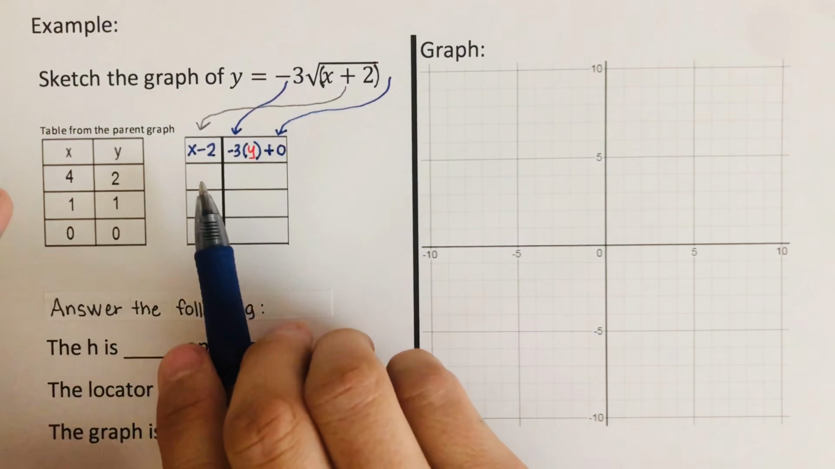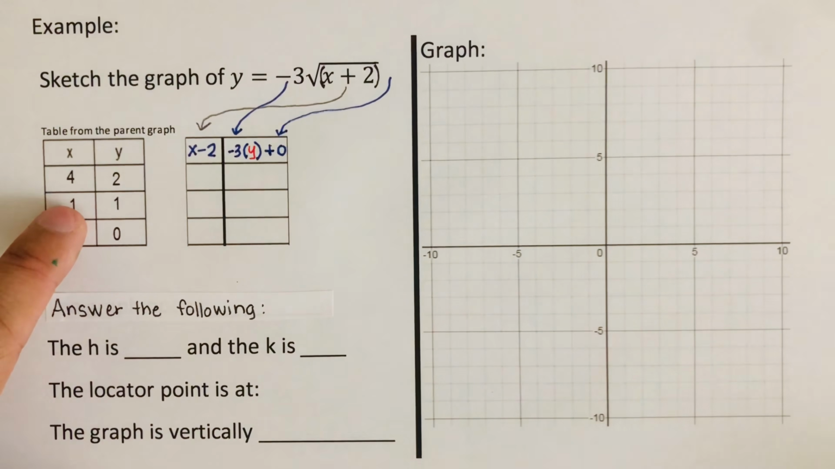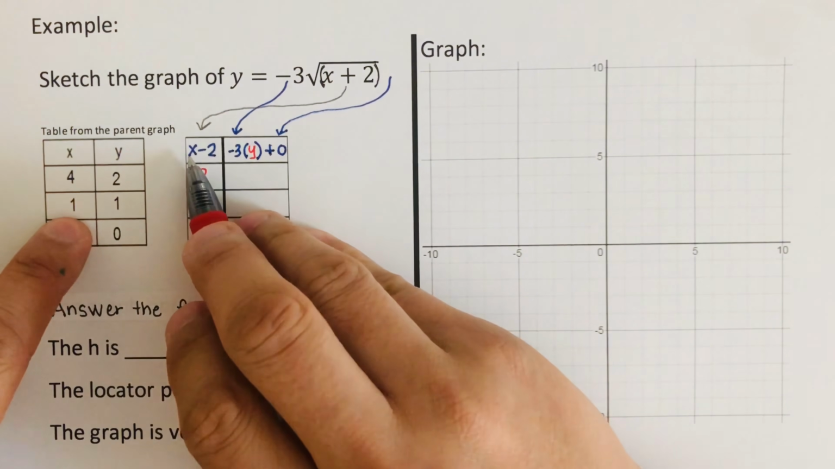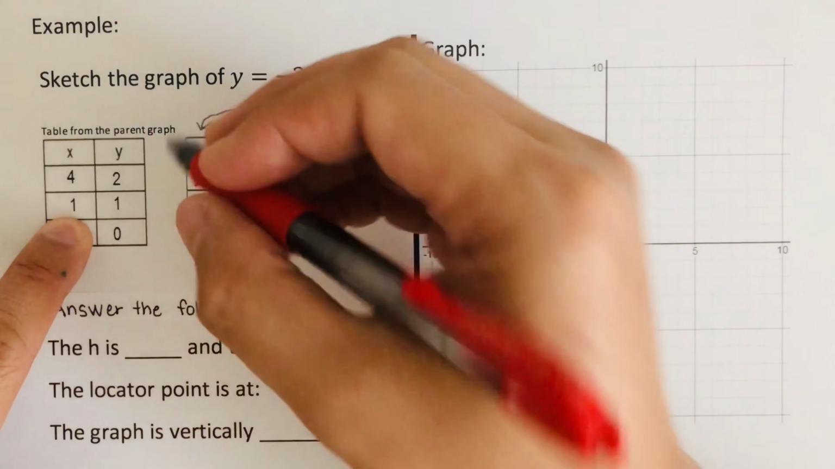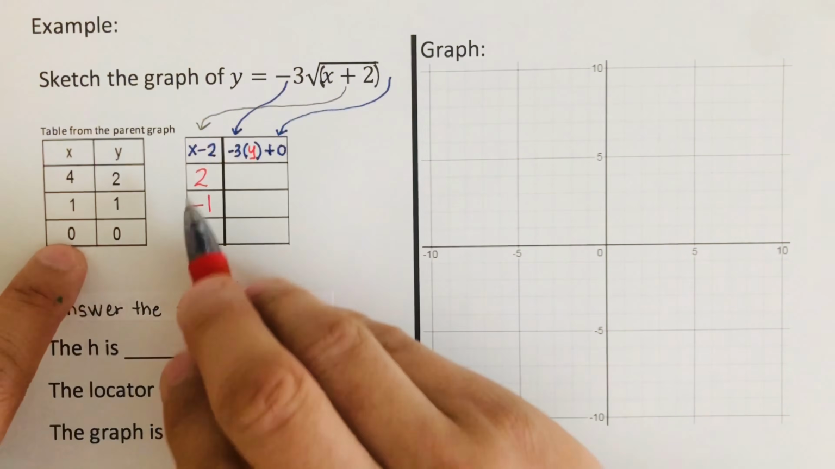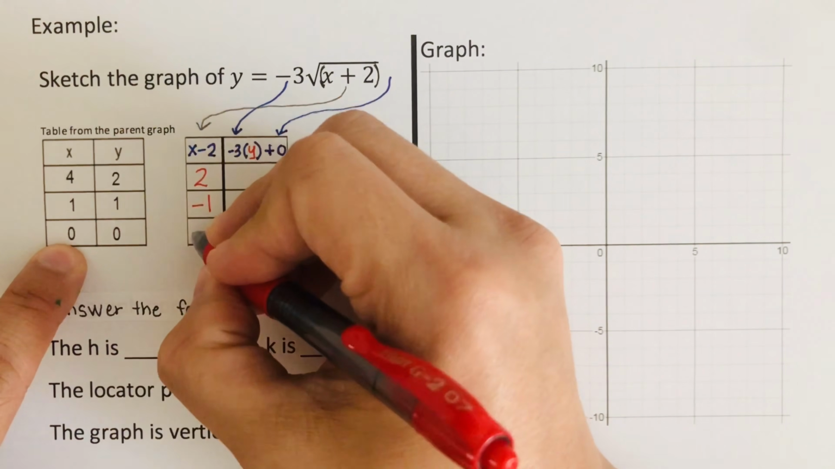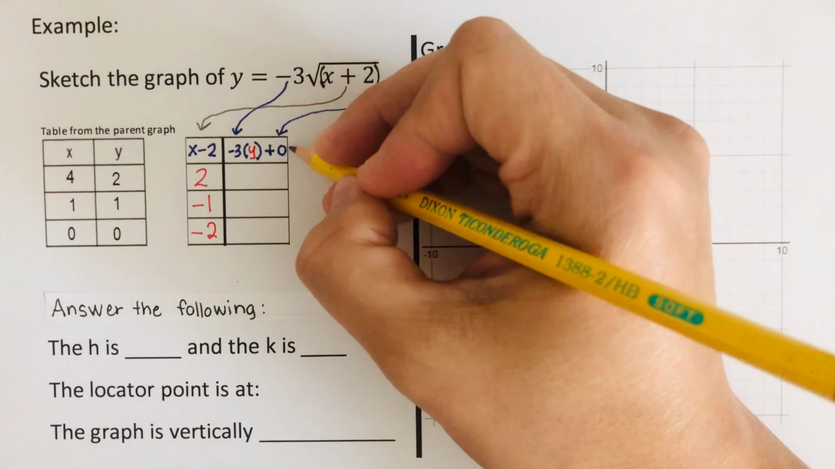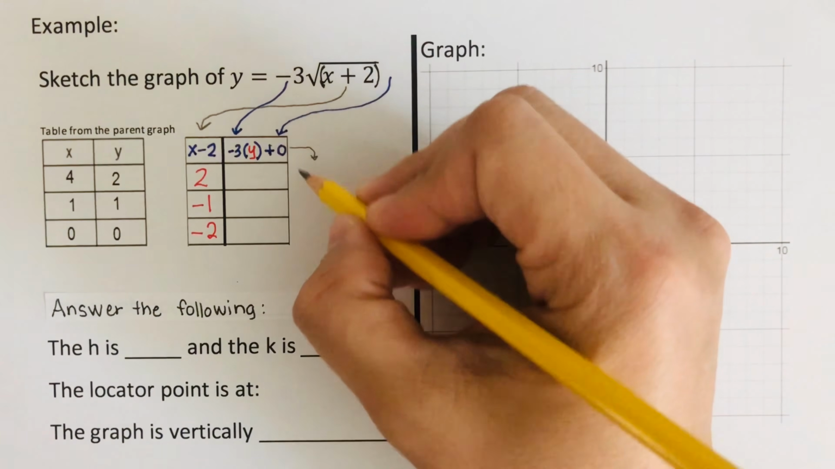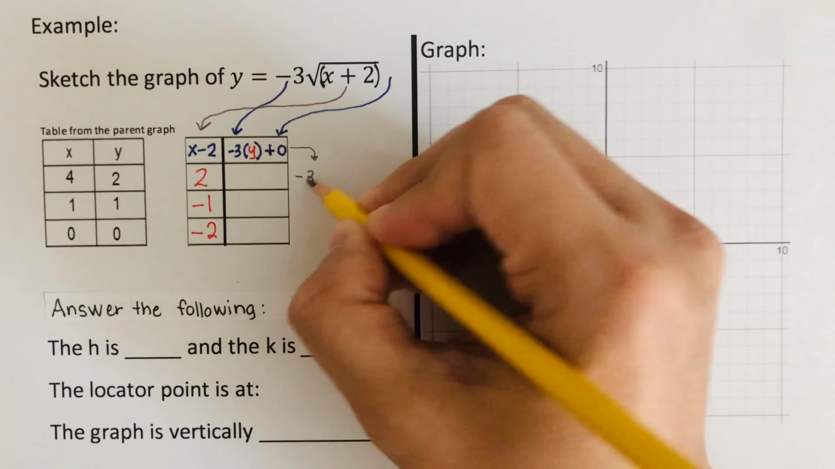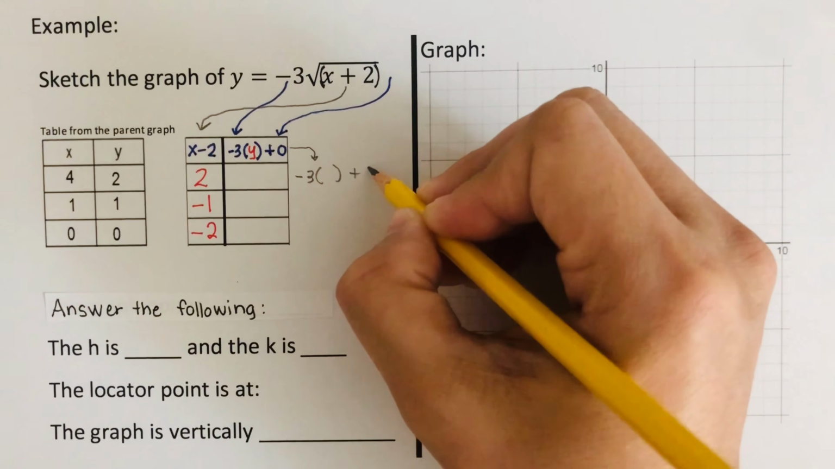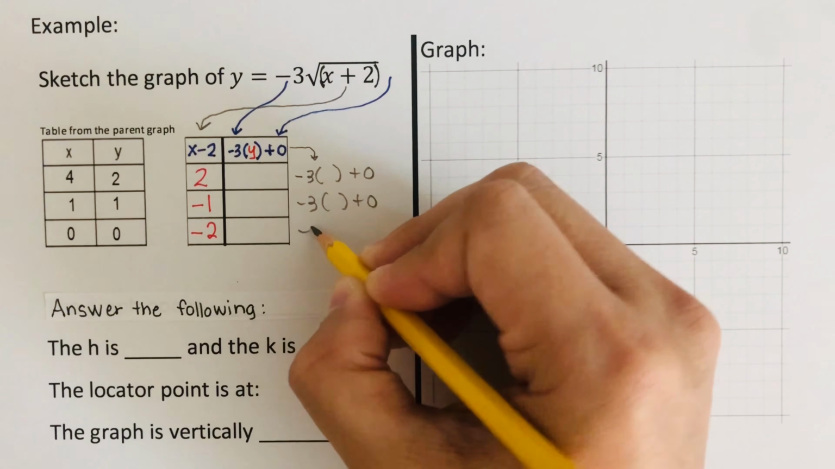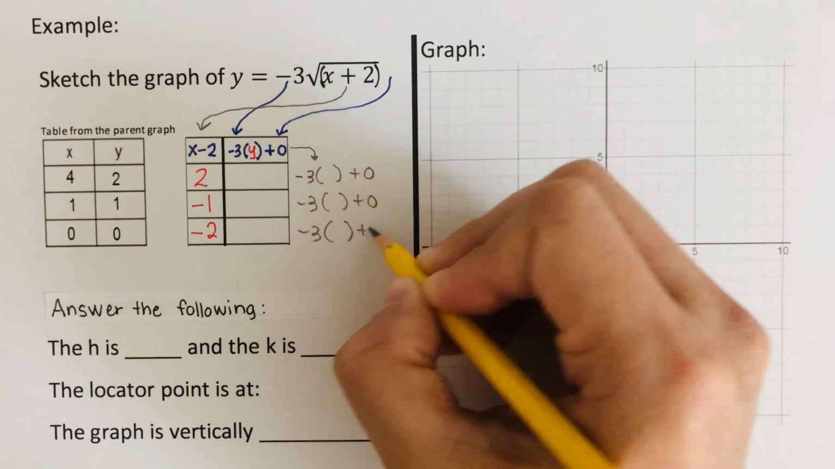So then we fill this table in first. That is 4 minus 2, which is 2. And then 1 minus 2 is negative 1. And then 0 minus 2 is negative 2. And then I'm going to show the work on the side here for this column right here. That would be negative 3, then we put in the y plus 0.